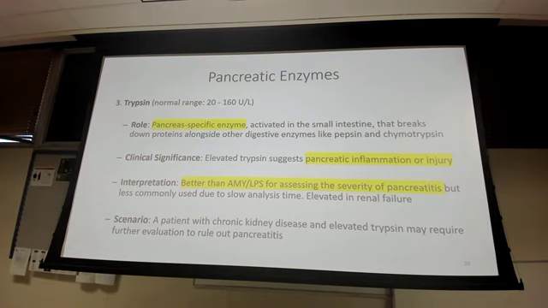Trypsin, this is a pancreas-specific enzyme. An elevated trypsin suggests pancreatic inflammation or injury. So here's that term again, pancreatic inflammation or injury. It's better than amylase and lipase for assessing the severity of pancreatitis. Okay, so what test out of the amylase and lipase was more specific? Do you remember? Lipase. Okay, there we go. Good.